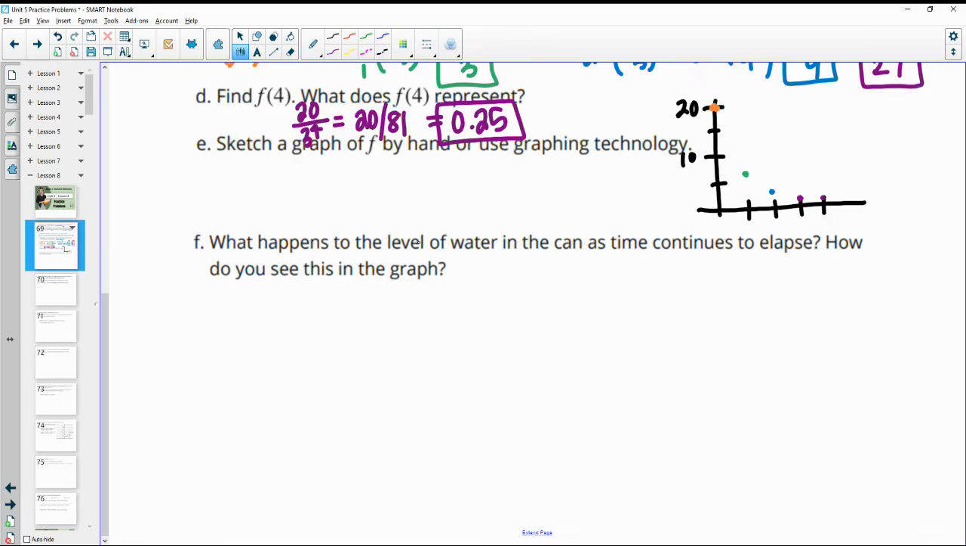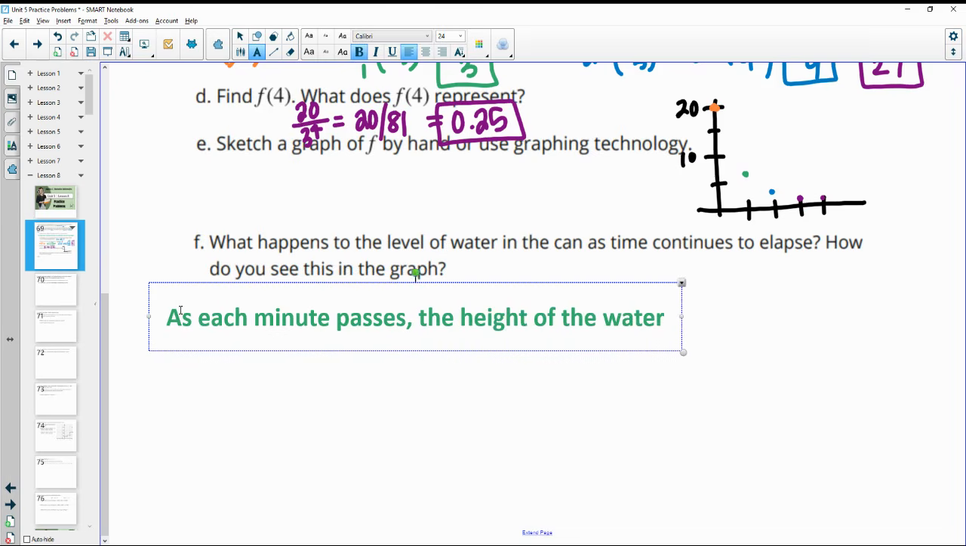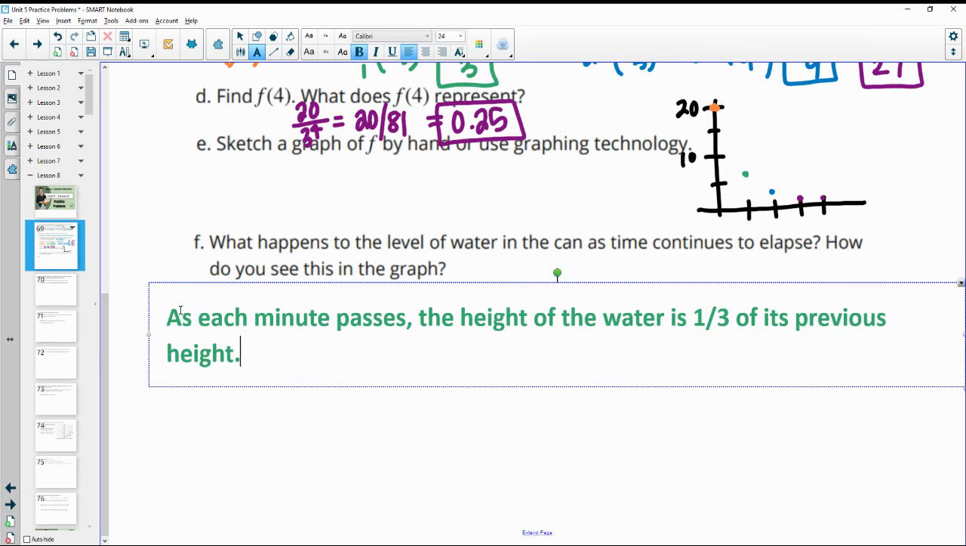What happens to the level of water in the can as time continues to elapse? So kind of that height. And so as each minute passes, the height of the water is 1/3 of its previous height. So you could say that.